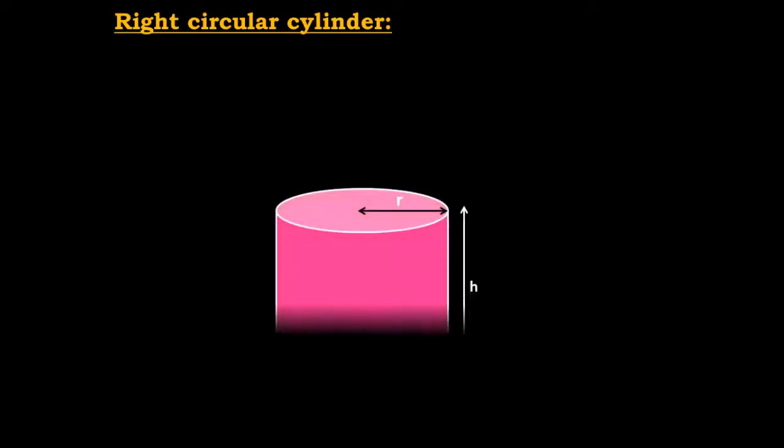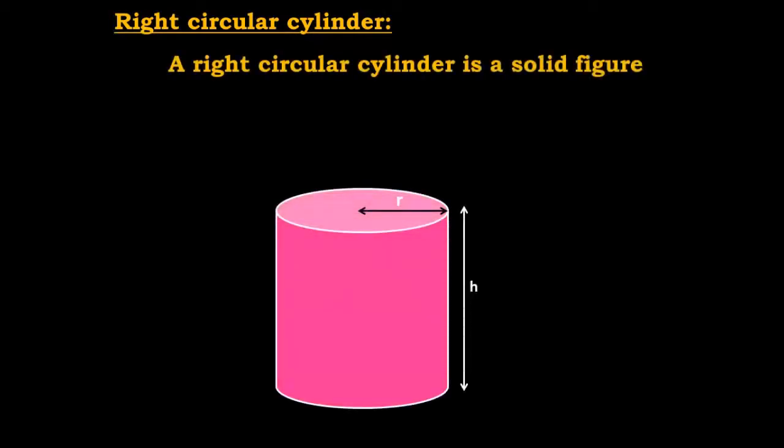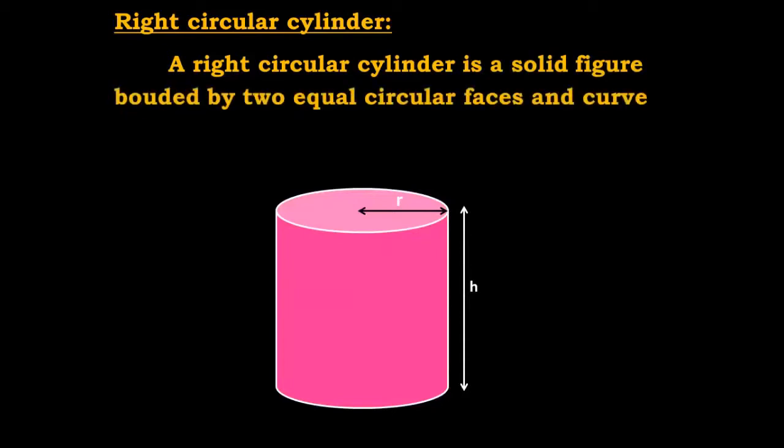The next solid figure is right circular cylinder. A right circular cylinder is a solid figure bounded by two equal circular faces and a curved surface. For a cylinder you can observe one surface is curved and there are two plane surfaces which are circular. The best example of this right circular cylinder is an unsharpened pencil. It has one curved surface and two equal circular faces, bottom and top.